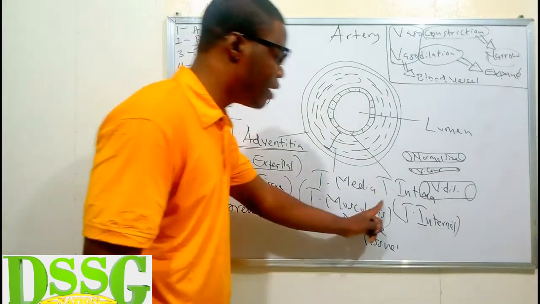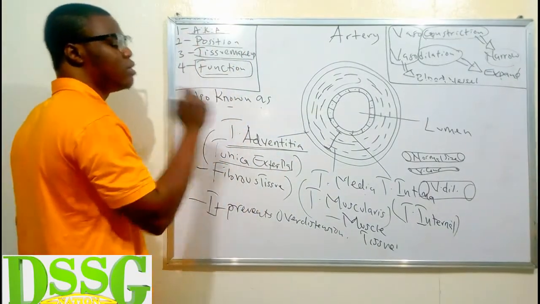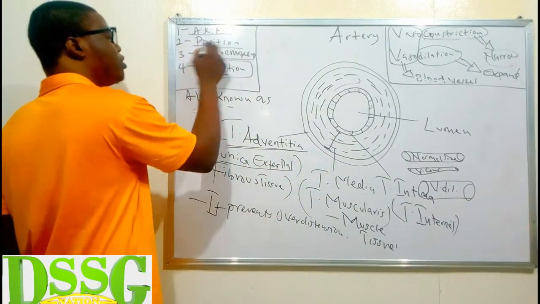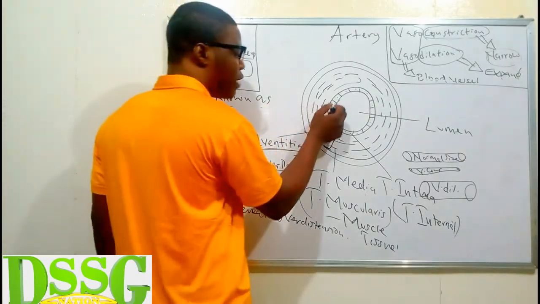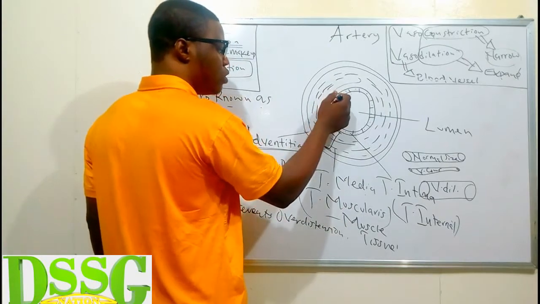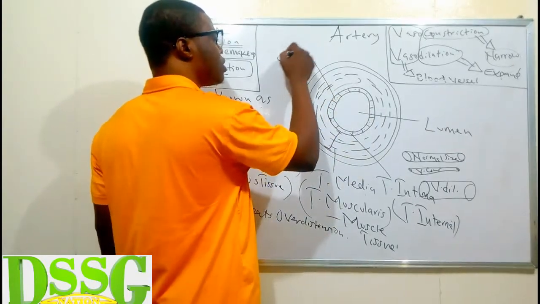And now to the last layer, tunica intima. This tunica intima is also called what? AKA tunica internalis. The position: it is the innermost layer. And now the tissue makeup. You see that we have some cells here. These cells are tissue and they form what? Endothelium.